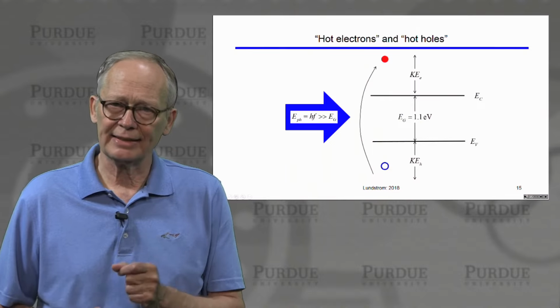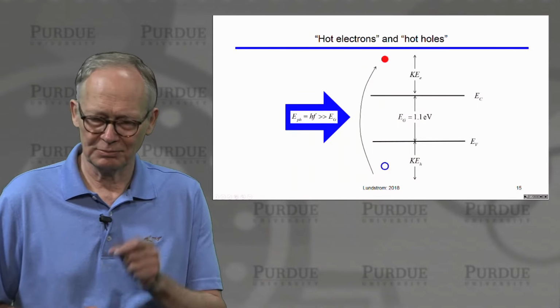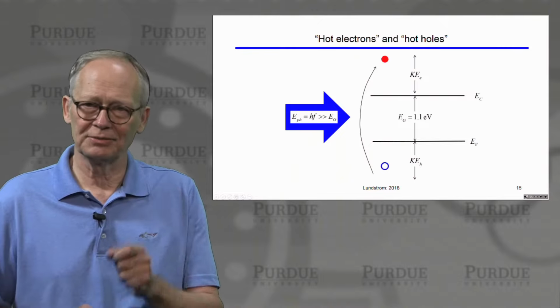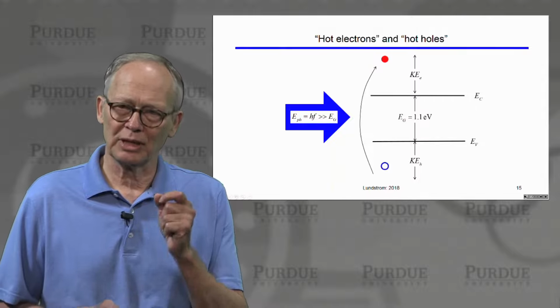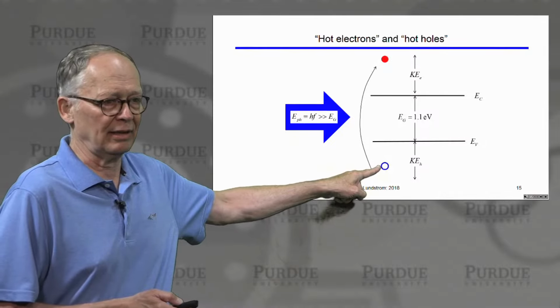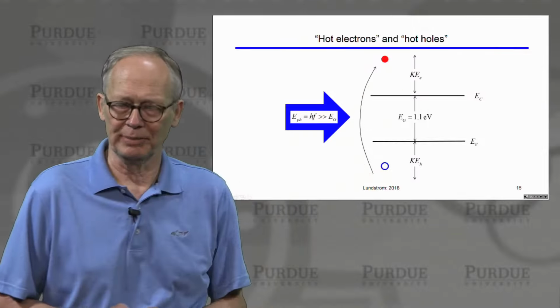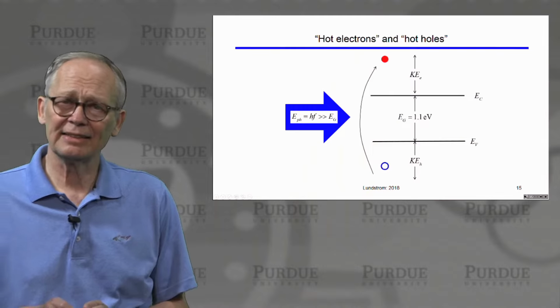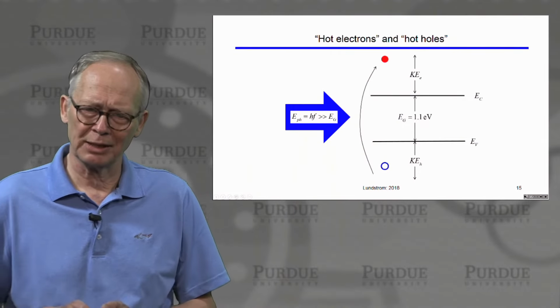If I shine light on a semiconductor that has a frequency that's high enough, or a wavelength that's short enough, so it's blue or violet or ultraviolet, then the photons will have a lot of energy. And I could, for example, take an electron deep in the valence band, and I could move it way up in the conduction band. But I said that the electrons and the holes are very near the top of the valence band or the bottom of the conduction band.